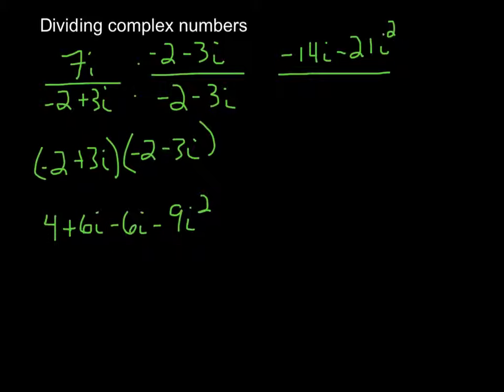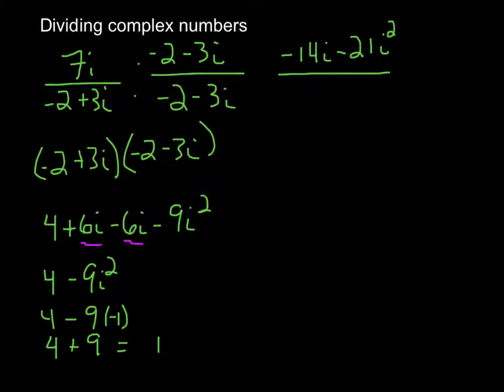Now we look at this one here, and I see that these two middle terms can be combined. And when you combine those two middle terms, positive 6i minus 6i is 0. So that worked out really nice for us. So we've got 4 minus 9i squared. Well, we know that i squared is negative 1. So now I can rewrite that: 4 minus 9 times negative 1, which would yield us a positive 9. So 4 plus 9 would give us 13.